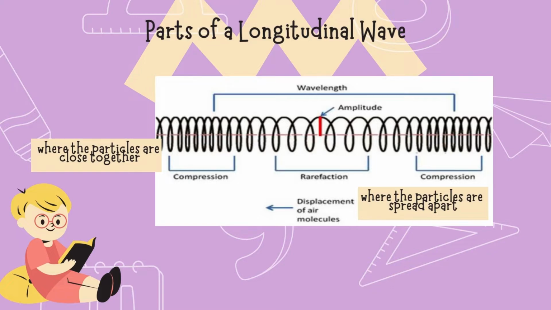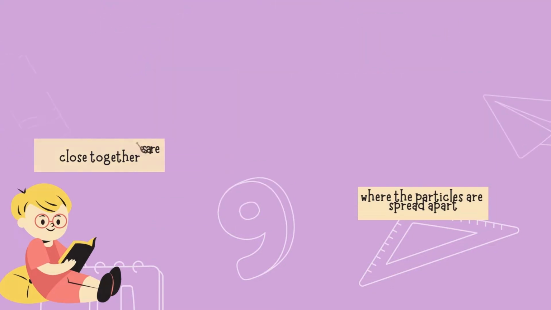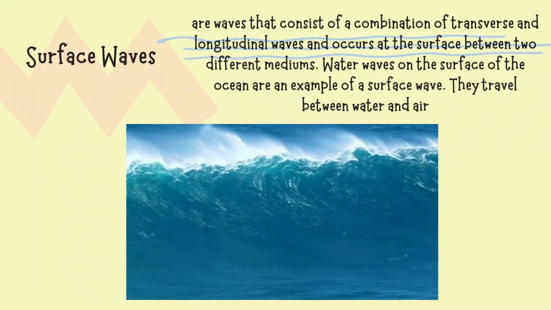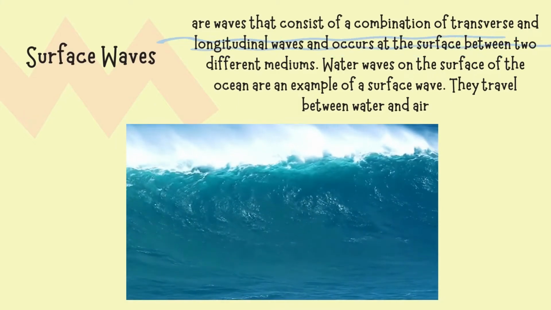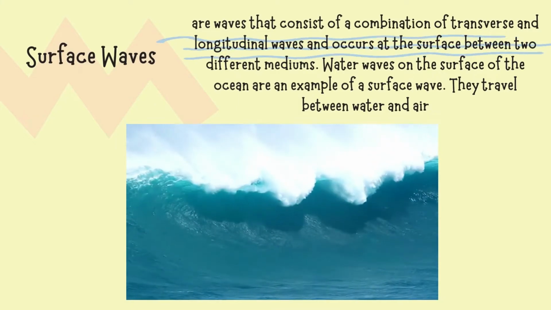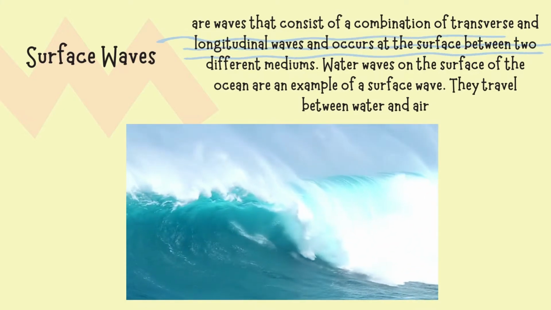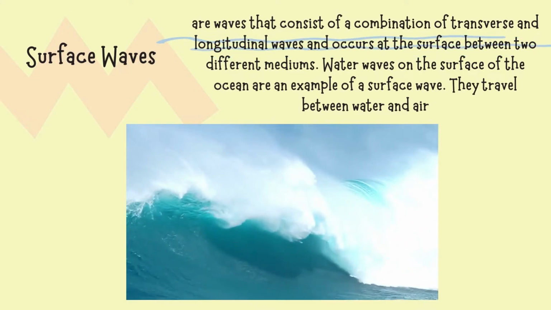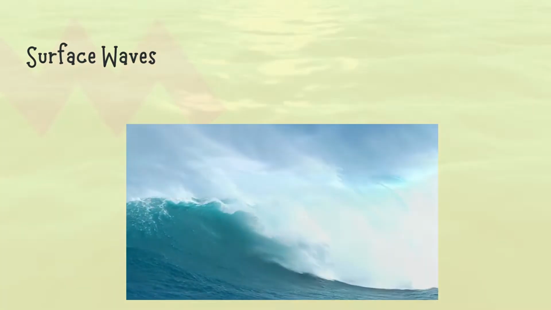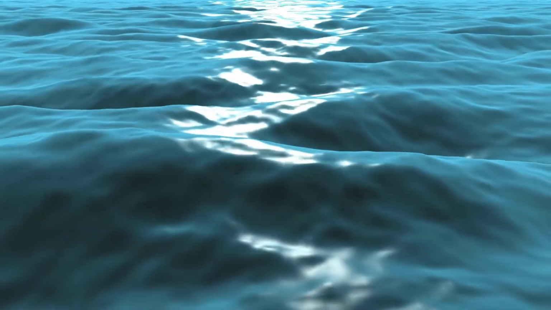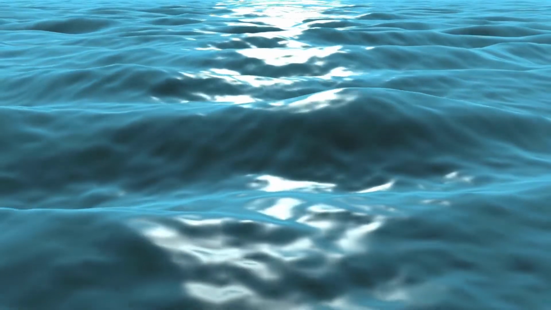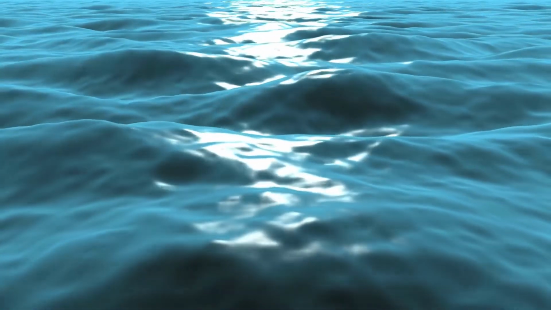Surface waves are waves that consist of a combination of transverse and longitudinal waves and occur at the surface between two different mediums. Water waves on the surface of the ocean are an example of a surface wave. They travel between water and air.